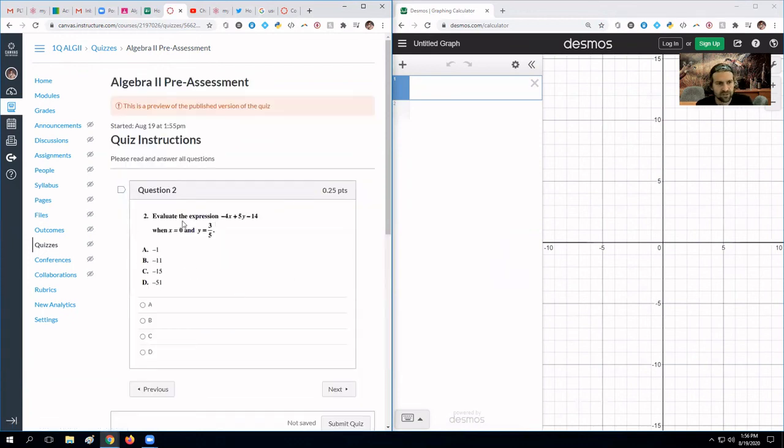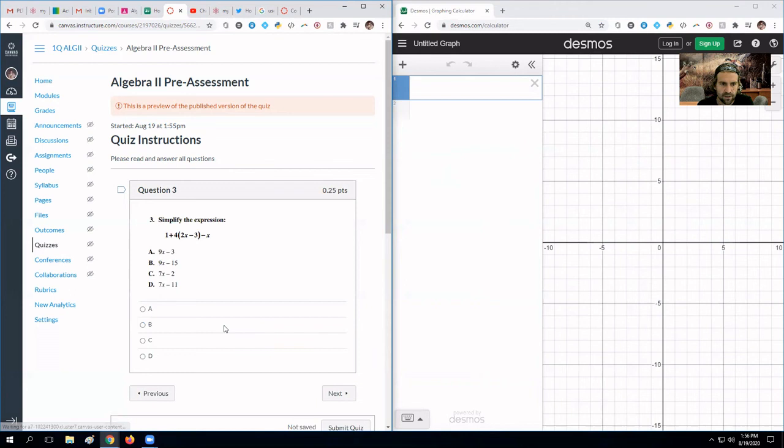All right, evaluate the expressions. We got a crazy expression here, but we're going to plug in 0 for x. That means that goes away, and plug in 3/5 for y. So hopefully it is a minus. So 3/5 times 5 would cancel out. So that's 3 minus 14 is negative 11. That is B. So for this problem, we just plug those both into the expression.